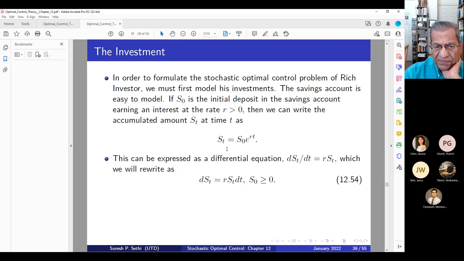So if I have a risk-free account, then it earns interest R. So this is how my state equation for the risk-free account looks. If I have initial value S0 in the risk-free account, then the differential equation is given by dS_t equals R S_t dt. There is no stochastic component to it because it's a risk-free account.